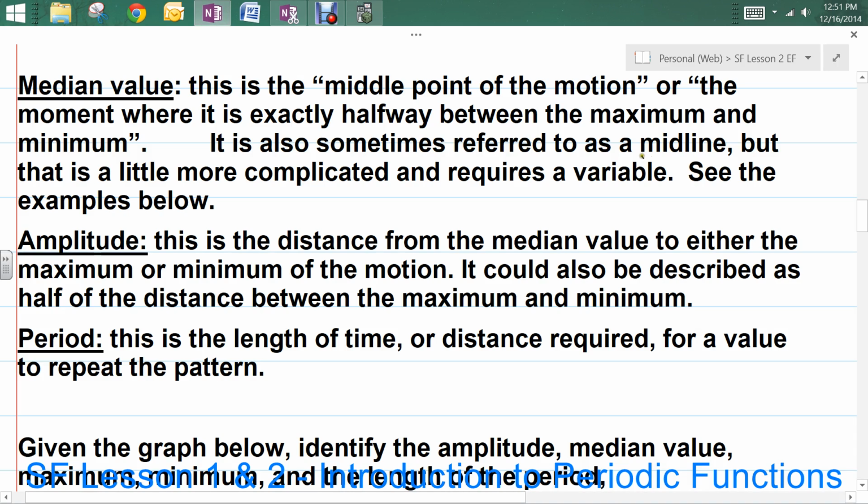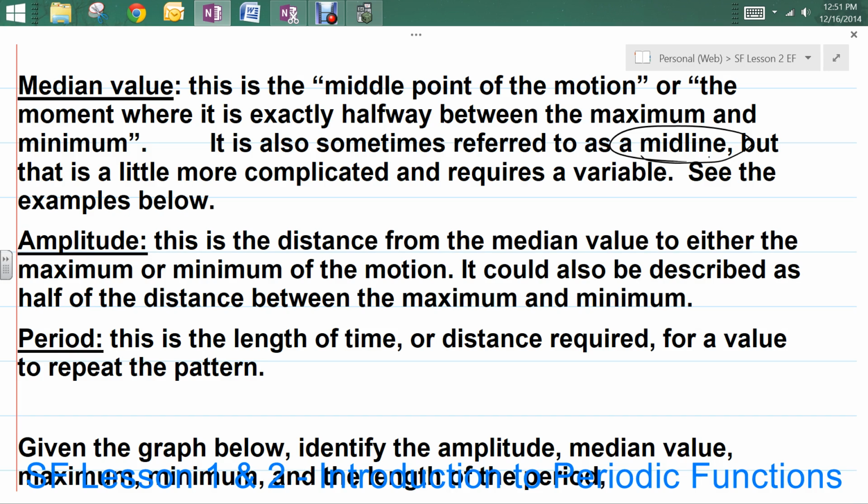Sometimes we have a midline as well. I'm going to illustrate that with an example. It's essentially the median, just written a different way, so don't worry about that. But I want you to know middle or median, midline or median are the same thing.